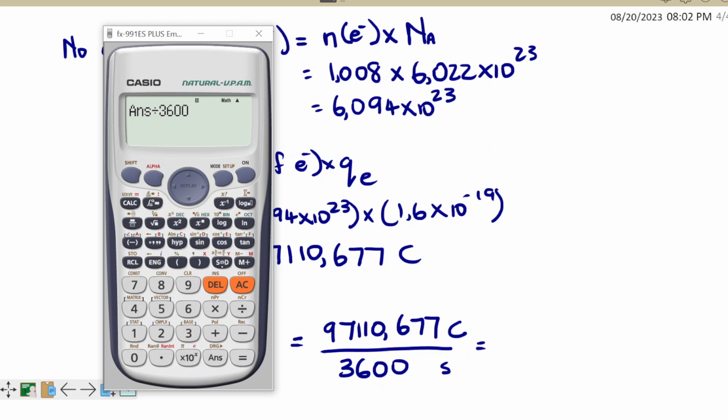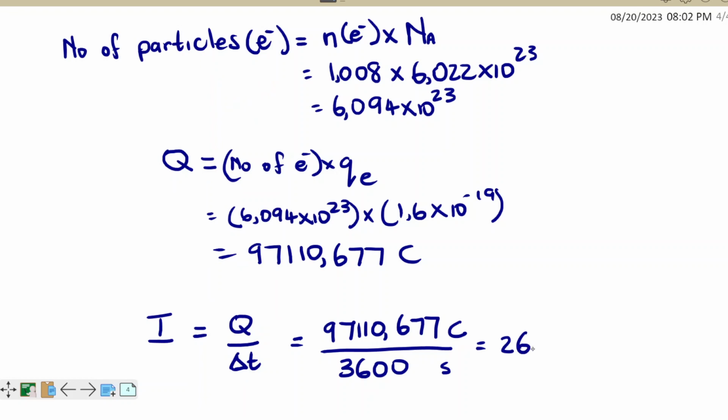Then we get something like 26,98. Now we take 2 decimals in the final answer. 26,98 amps. So this is the average current that will flow through.